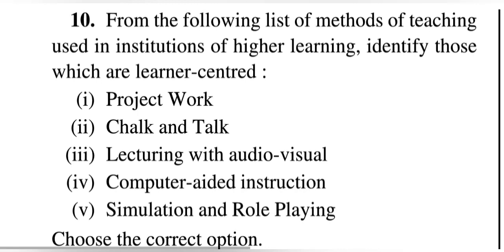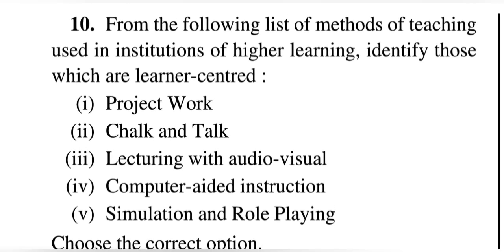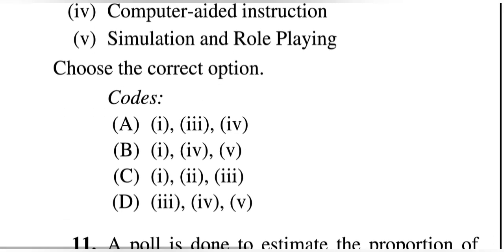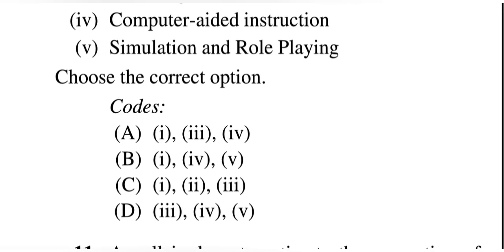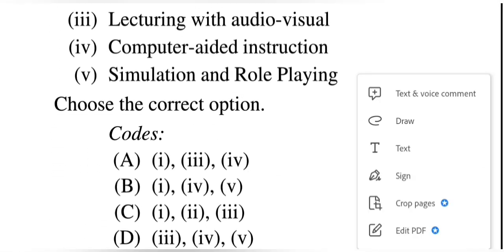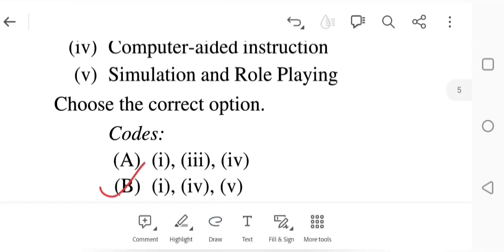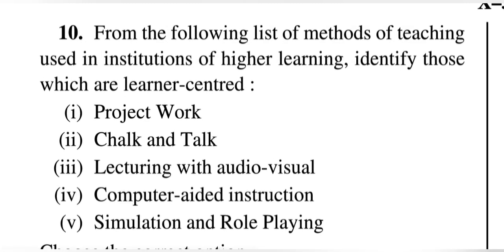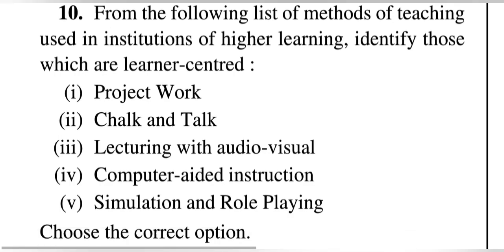It says, from the following list of methods of teaching used in institutions of higher learning, identify those which are learner centric. Project work, chalk and talk, lecturing with audio visual, computer aided instruction, simulation and role playing. Choose the correct options: 1 3 4, 1 4 5, 1 2 3, 3 4 5. Correct answer of this question is B, that is 1 4 5. 1 will come first, then 4, then 5. 1 project work, then computer aided instruction, then simulation and role playing. So this is the learner centric teaching method used in institutions of higher learning.